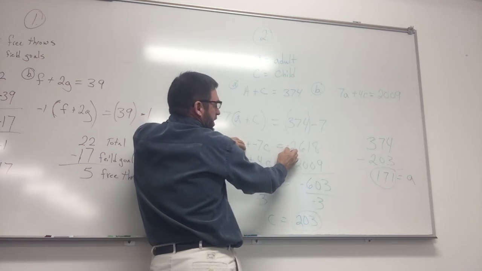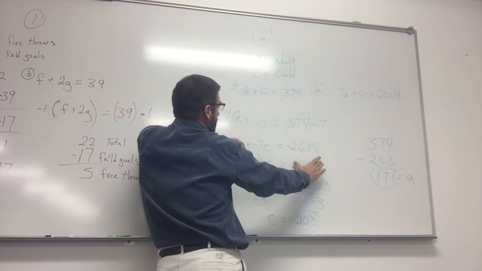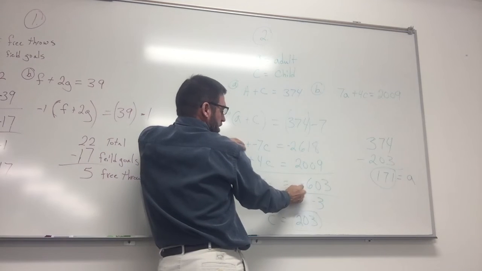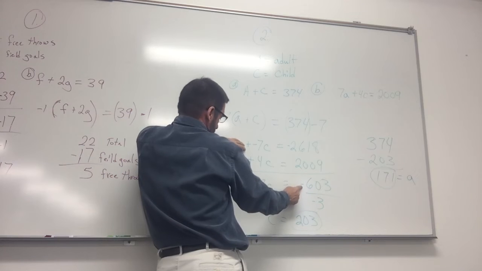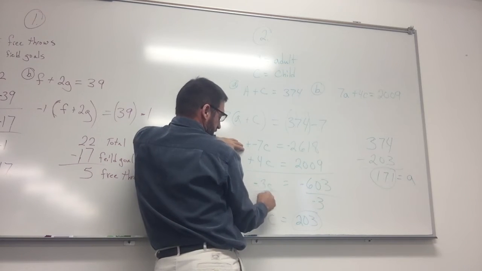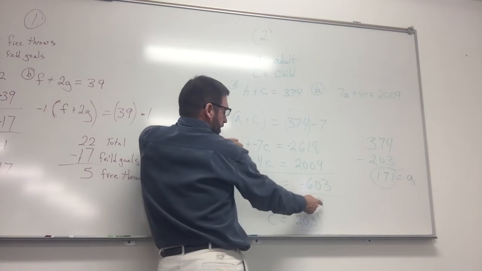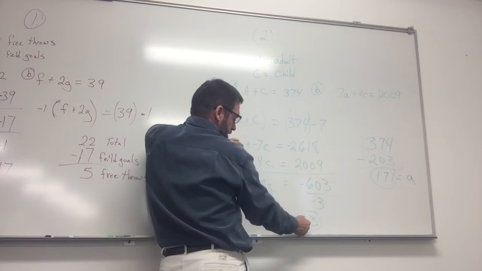And here you have a -2618. You take the $209 away from it, you come up with $603, and it's negative again. So you have 3C, take your 3, divide it into here, -3 into -3 eliminates it, -3 into 603 brings you down to 203.